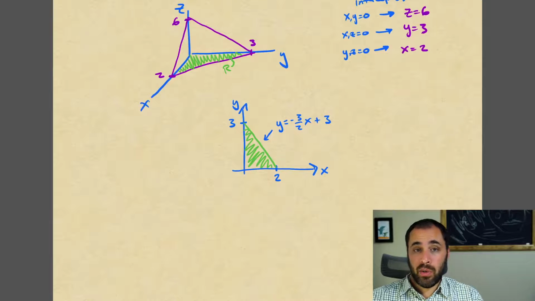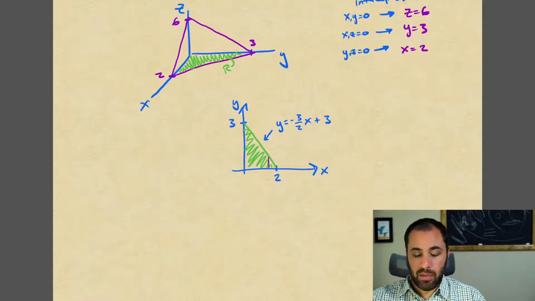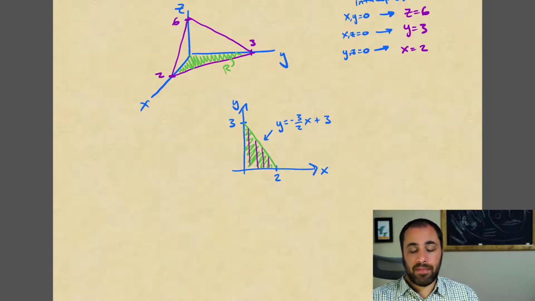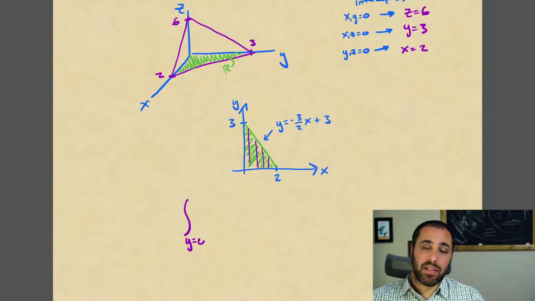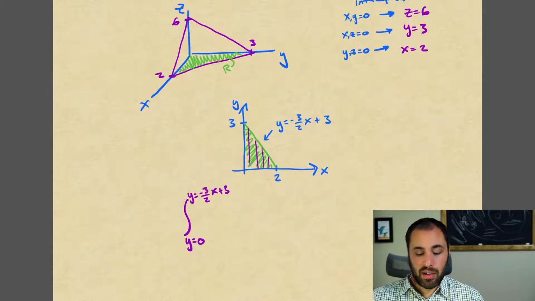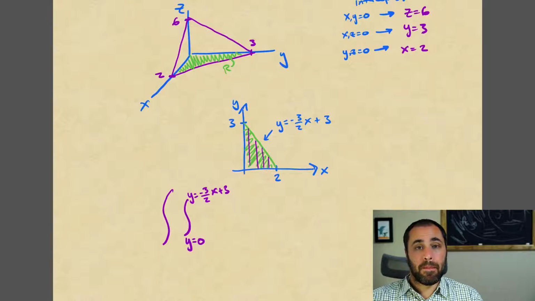And we could do it either way, but since our equation's already in the form y equals, I'll do vertical strips. So we get y bounds that go from 0 up to this line, y equals minus 3 halves x plus 3. We'll have x bounds asking where the leftmost and rightmost of those vertical strips are, x equals 0 and x equals 2.